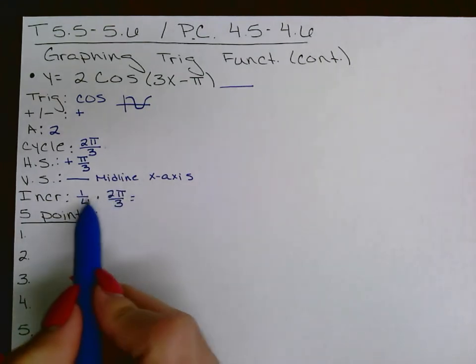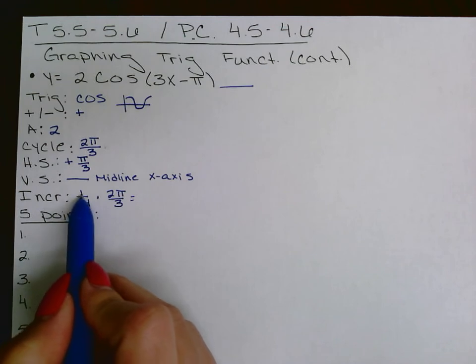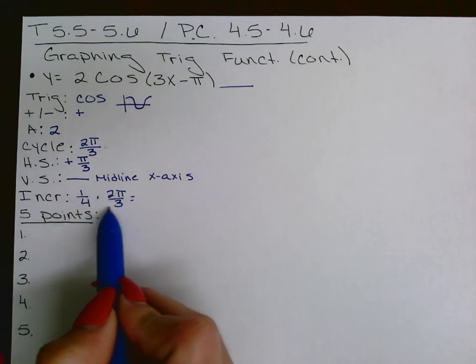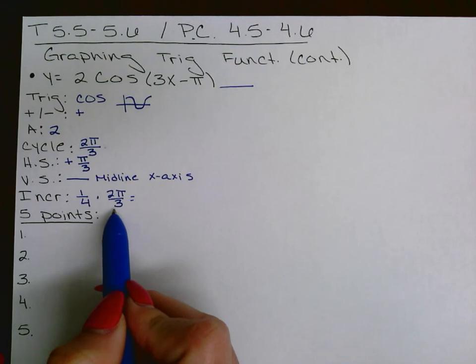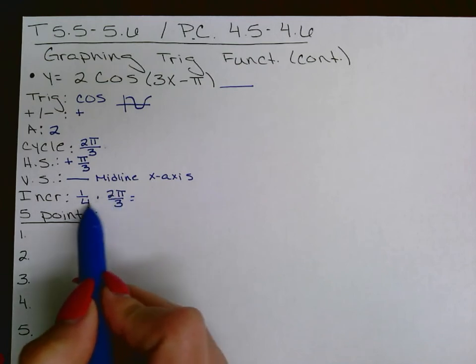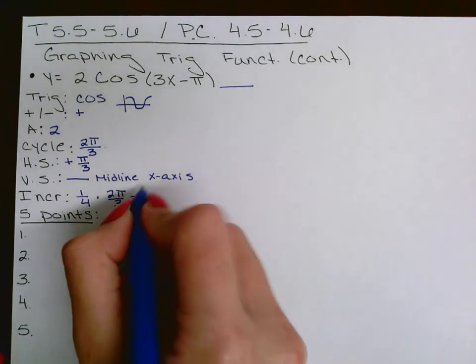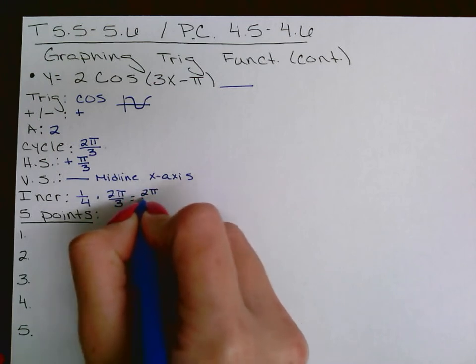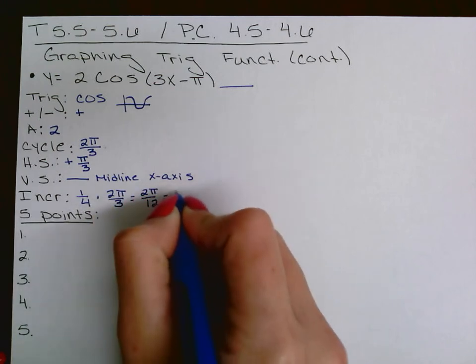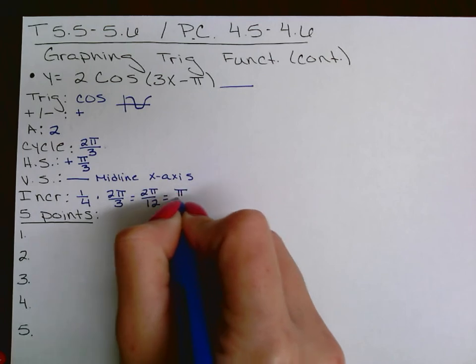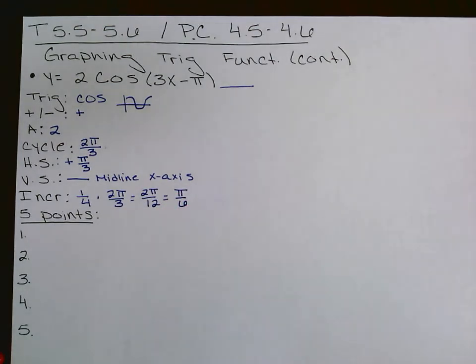Now, if you don't catch it right away, you can multiply straight across, and you have 2 pi over 12, and then you can reduce. Or you could even reduce right here that you see the 2 and the 4. Okay? Either way would work fine. But either of the two ways, you should end up at pi over 6 as your increment. Okay?